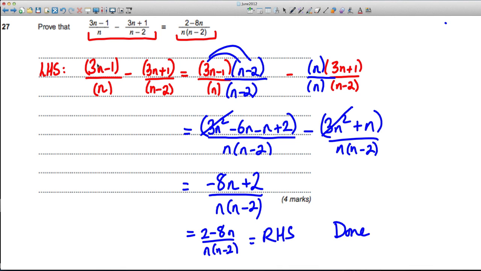So the key with this question, in summary: start with the left hand side, bracket everything up to remind yourself that we're going to do timesing in a second. Pick the lowest common denominator to be the product of the two. This one needs to be times on top and bottom by n minus 2. This one needs to be times by n. Then do that timesing, but keep everything in brackets in each side of the fraction, and then do your subtraction on the top, and you will get the right hand side for 4 marks.